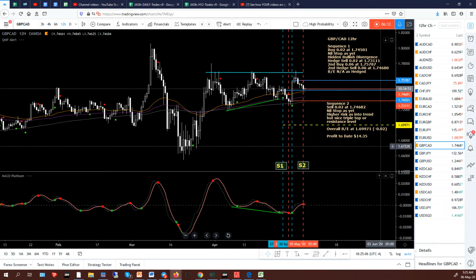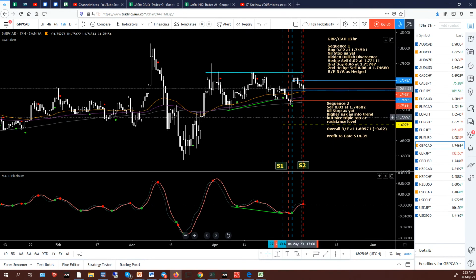Pound CAD. New signal this morning. I was already in sequence 1, which was a buy, sell, buy. It spiked through my break even, but not enough for me to get out at the right time when the MACD Platinum dropped away. Now I've taken a sell. First I've taken a hedge sell on this first sequence, so 2 trades on the same candle, and a new sequence has commenced. It's not a great setup on sequence 2.